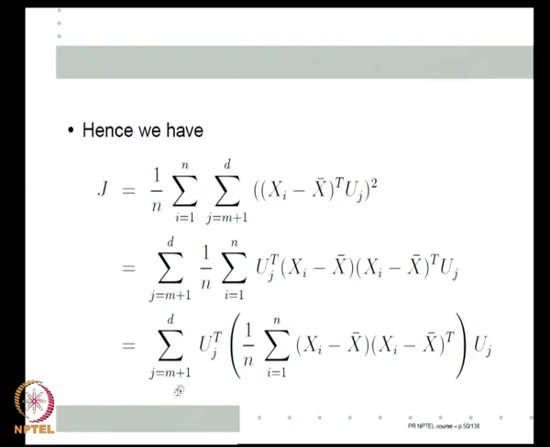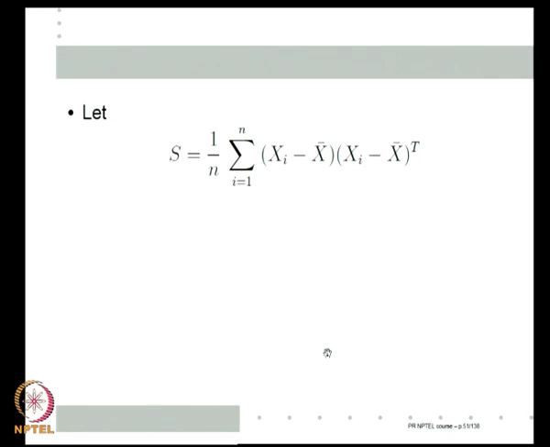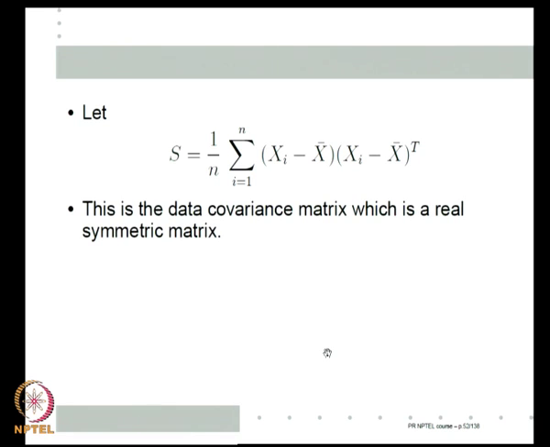So, J can be written as a quadratic form. Let us give a name to this. What is this matrix? Xi minus x bar, where x bar is the mean of xi, transpose, summed over i equal to 1 to n, is nothing but the covariance matrix, right.